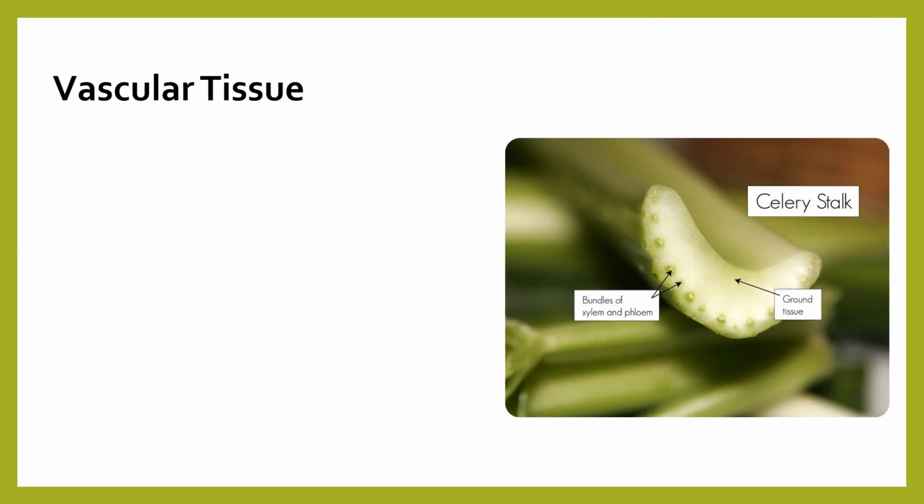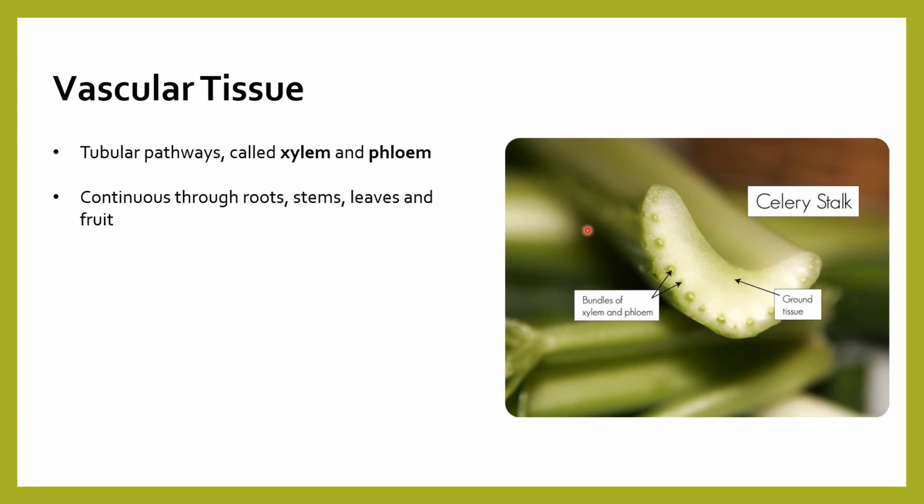So we're actually going to start on the tissue level, which I find is a little bit easier to understand because we're focusing mostly on vascular tissue. There are a few different types of cells that make up vascular tissue, but I want you to understand what vascular tissue is first. These are tubular pathways called xylem and phloem. You can see them here in some celery. And they're continuous through the roots, stems, leaves, and fruit.